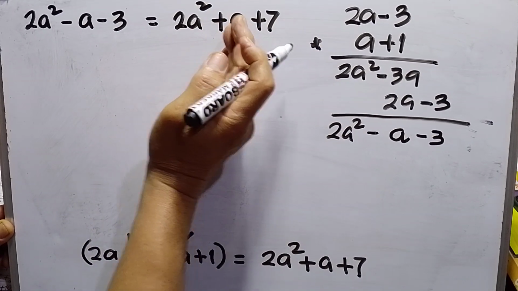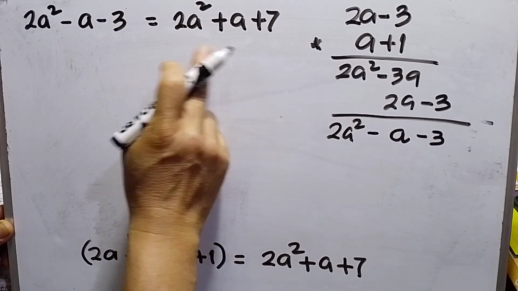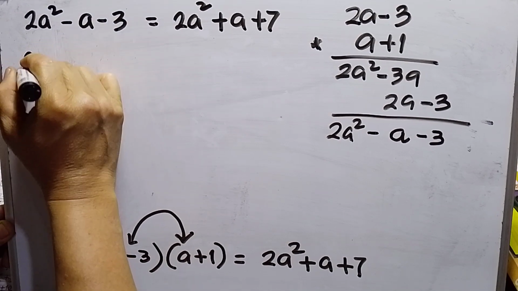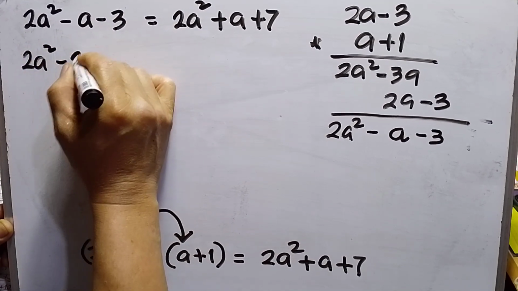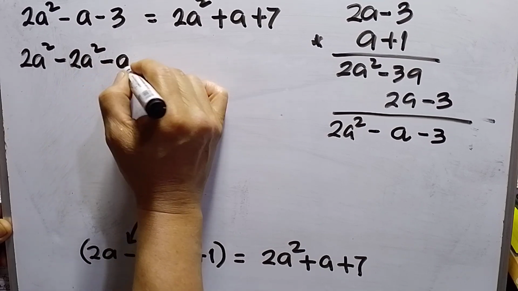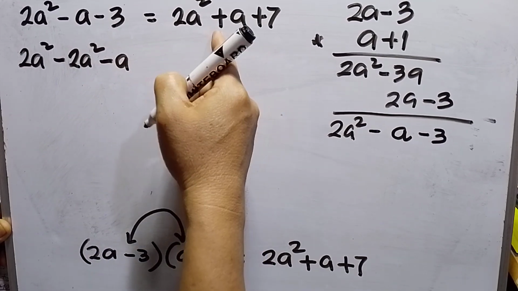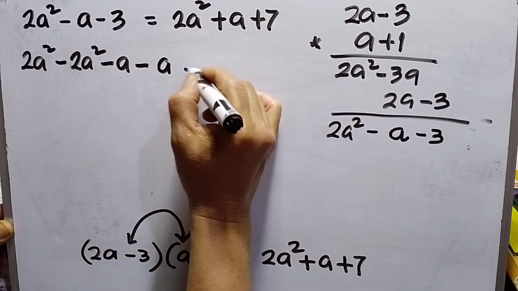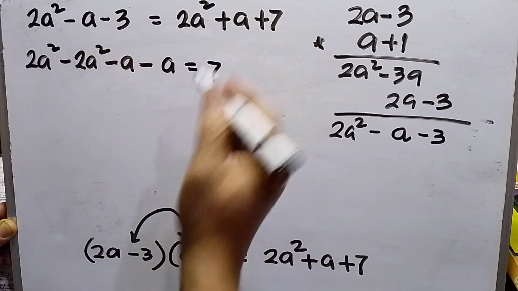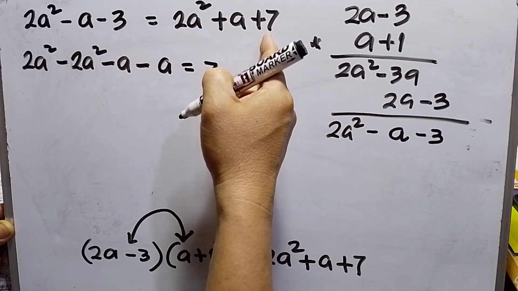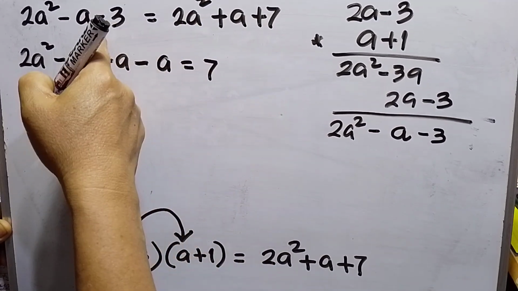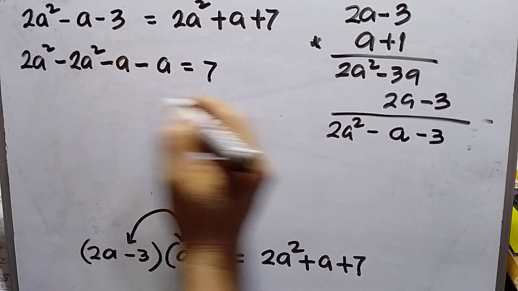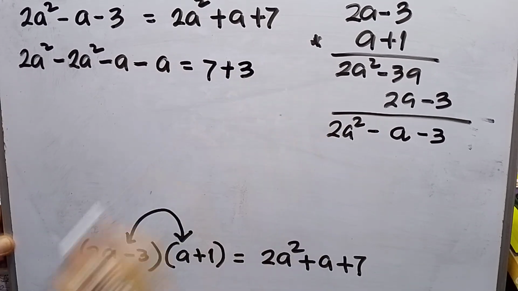Okay, I need to place the unknown value which is having an a at the left side. So this will be 2a squared minus 2a squared. Then minus a, this will change to minus because this is positive. So this will be minus a. And then my constant should be placed at the right side. So 7 is already on the right side, while this negative 3 will transpose to the right side. So since this is negative 3, this will become positive 3.